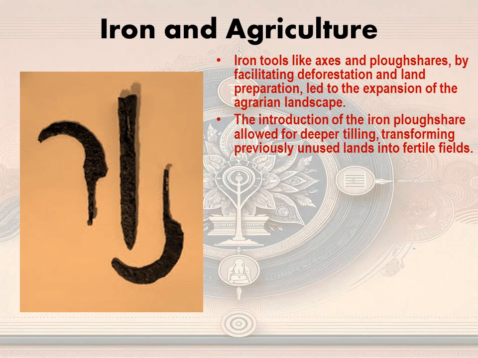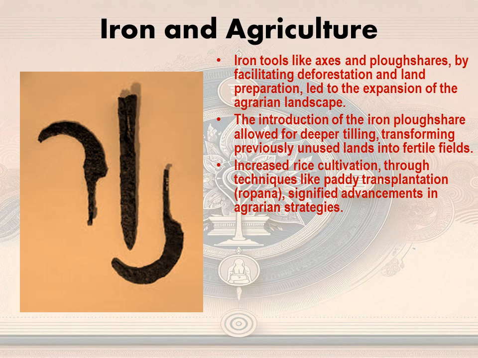The introduction of iron plowshare allowed for deeper tilling, transforming previously unused lands into fertile fields. So deeper tilling could have been possible only with the help of iron plowshare. The ends of the plow would have to go deep into the soil in order for proper tilling of the field, and that led to previously unused lands being cultivated again.